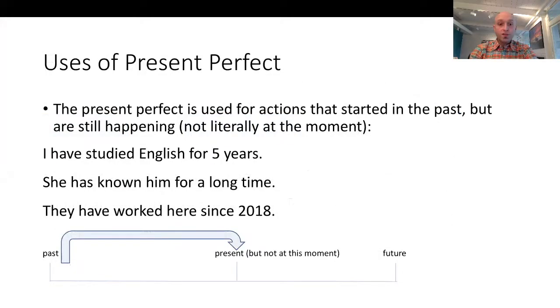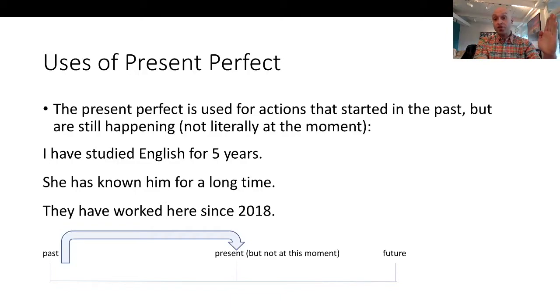One way to use the present perfect simple is for actions that started in the past but are still happening. Not literally at the moment, but they're actions that still continue in your life. For example, I have studied English for 5 years. That started 5 years ago and is still happening today. She has known him for a long time. They started to know each other in the past, and they still know each other to this day. They have worked here since 2018, started in 2018, continues to this day.